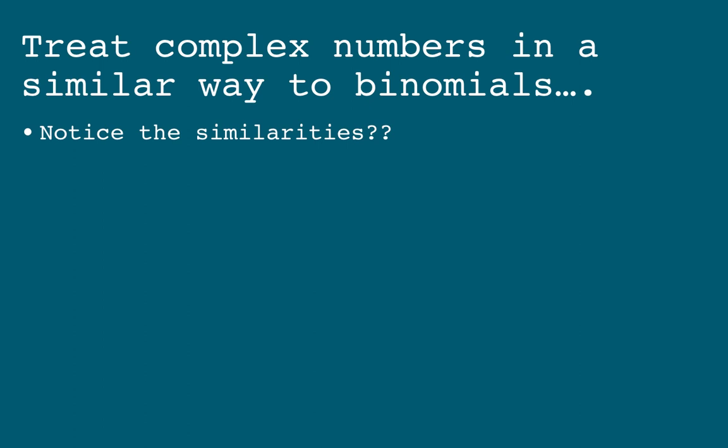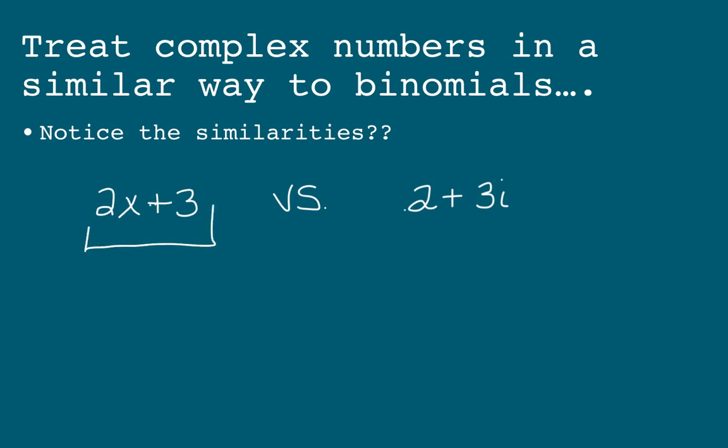If you take a look at what you're used to seeing when you look at a binomial, notice the similarities between the two. We have 2x plus 3 versus 2 plus 3i. Here we have a binomial, and here we have a complex number. They look very similar in their format, and they will be treated very similarly when we add, multiply, subtract, and divide. So let's take a look at the steps for adding and subtracting in this lesson.